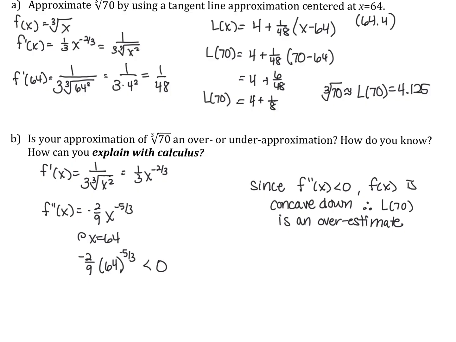Plugging it into my calculator, I get that the actual value, the function value at 70, is 4.1212853. So our linear approximation at 70, which we got as 4.125, is in fact an overestimate, but by 400ths, or a little bit less than 400ths, which is pretty close.